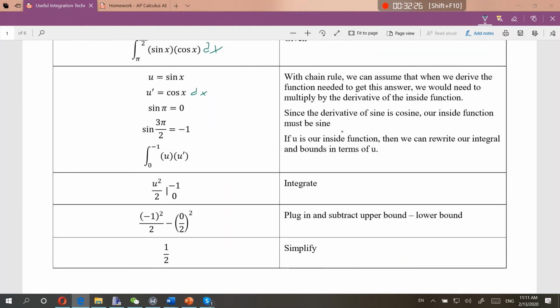Okay, so if I integrate u times u prime, I'll get u squared over 2. Every time, you're going to divide by the derivative and add 1 to the power, then divide by the new power. So this will be divide by u prime, and my u primes will cancel. Add 1 to the power will become 2, and then divide by the new power is divide by 2. Okay, so I've got u squared over 2 from 0 to negative 1. So I'm going to plug in negative 1 first. That's negative 1 squared over 2, and then subtract 0. That gives me 1/2.